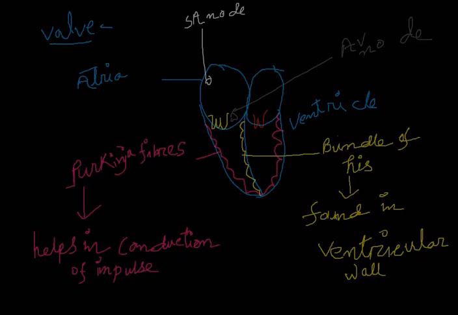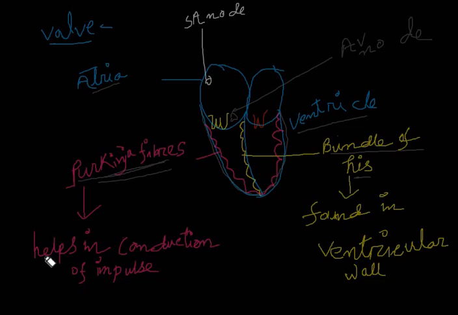Now in the heart, the upper part is the atria and the lower part is called the ventricle, and we have two types of fibers in a heart. One is called Purkinje fibers, another is called bundle of His. Bundle of His is also a muscular fiber. First of all, Purkinje fibers. Purkinje fibers are present around the ventricle.